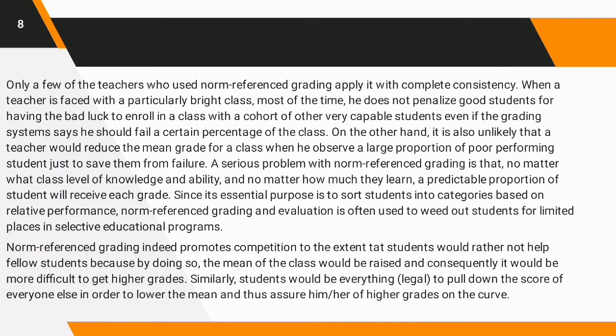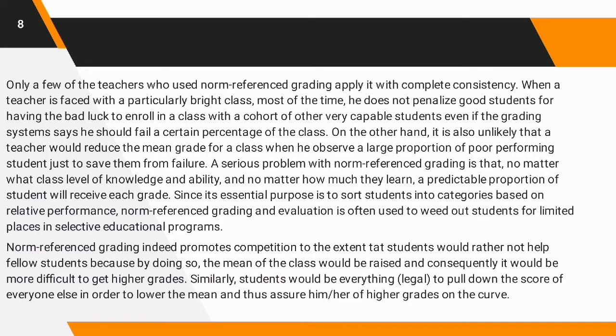On the other hand, it is also unlikely that a teacher would reduce the mean grade for a class when he observed a large proportion of poor performing students just to save them from failure. A serious problem with norm reference grading is that no matter what the class level of knowledge and ability, and no matter how much they learn, a predictable proportion of students will receive each grade, since its essential purpose is to sort students into categories based on relative performance.